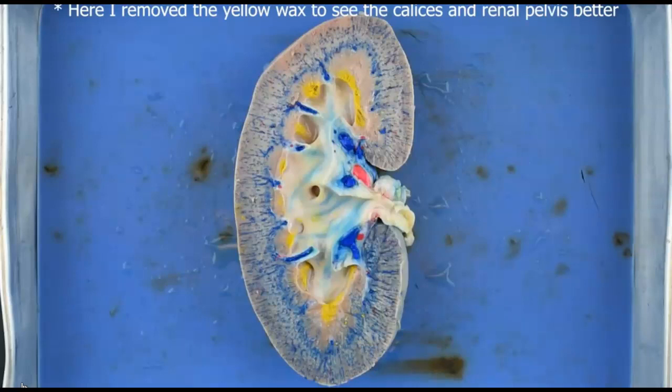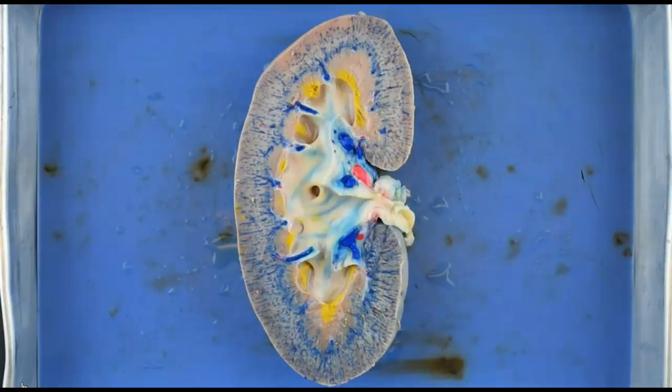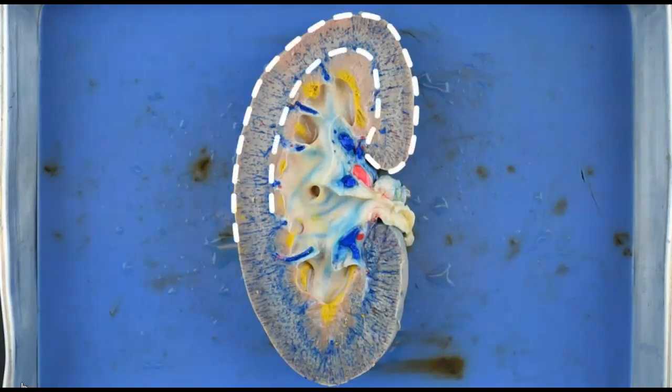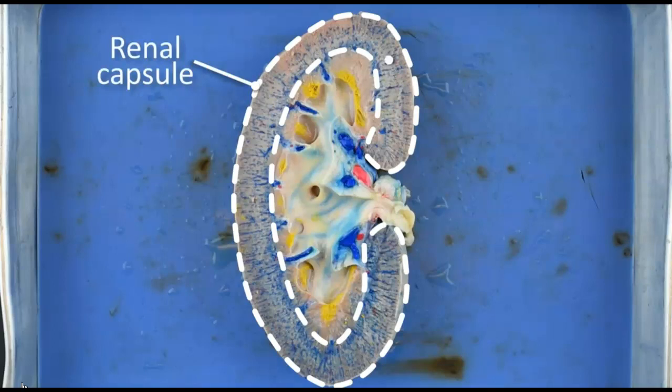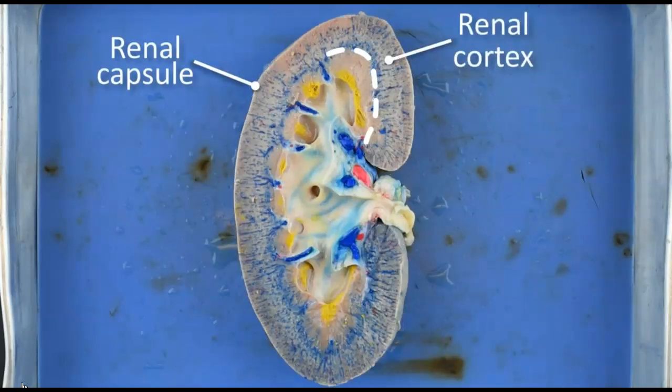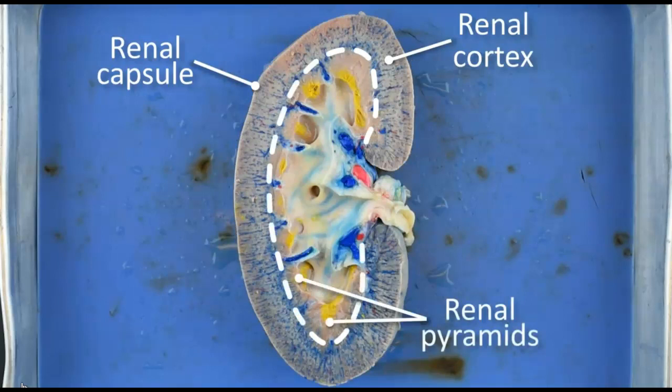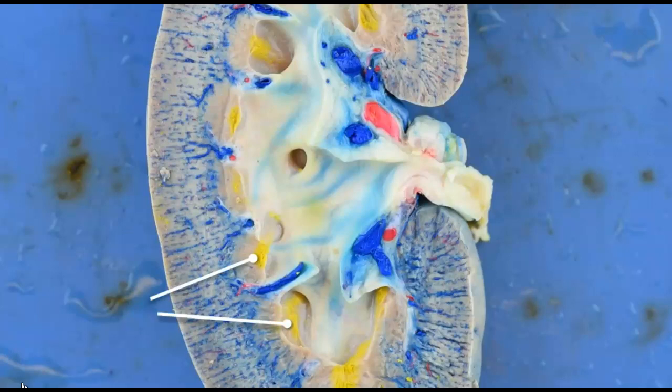The yellow wax has been removed so we can see the collecting system a little bit better. The outer one-third of your kidney is called the renal cortex. It is highly vascularized and has a renal capsule at the very outside. The inner two-thirds is called the renal medulla. And within the renal medulla, we have triangle-shaped areas called the renal pyramids.